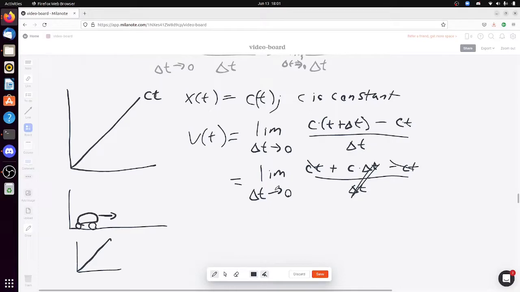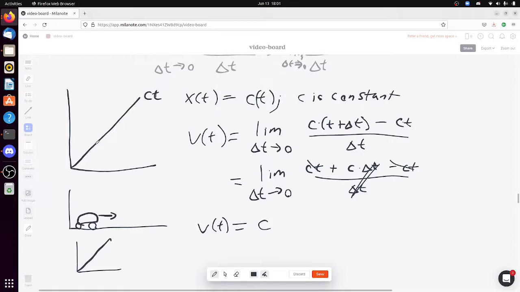So what we're left with here is actually c. So the v of t in this equation is c. So this is actually kind of interesting. This is what I was getting at earlier with the car example. What this is saying is if you drive at a constant velocity, your distance equation is going to look like this.